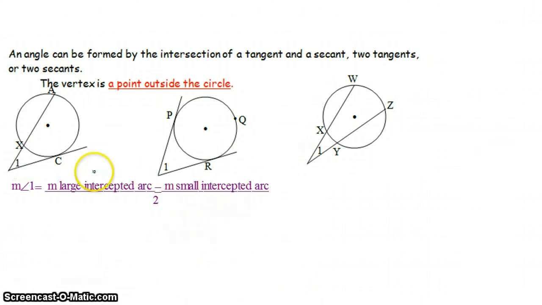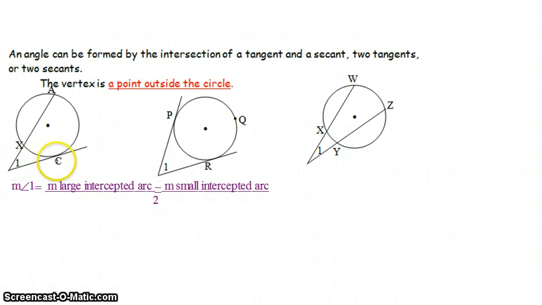Alright, well, what happens when the angle is on the outside? So we have 3 cases here where your angle is on the outside. This is a secant and a tangent. This is 2 tangents. And this one is 2 secants. In each of these cases, we have that the angle is on the outside.